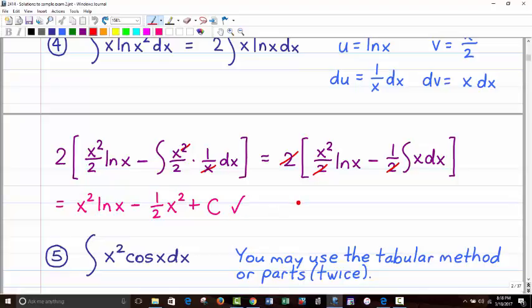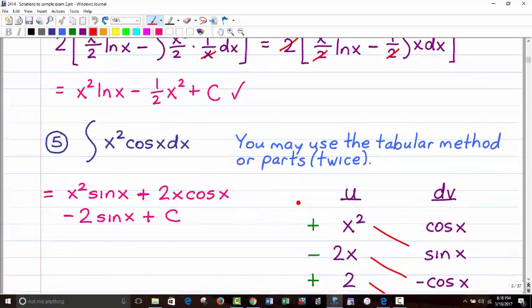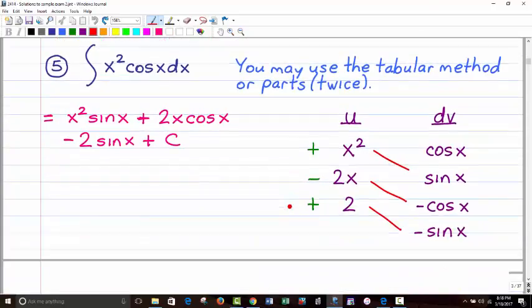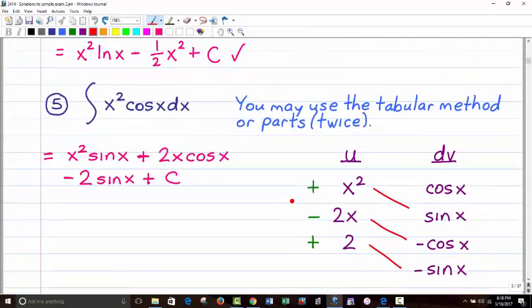Number 5. Now, I just did this using the tabular method, but if somebody on an exam didn't know how to use the tabular method or forgot about it, whatever the reason, you could technically do integration by parts twice. But knowing the tabular method does make things a lot more efficient and quicker.